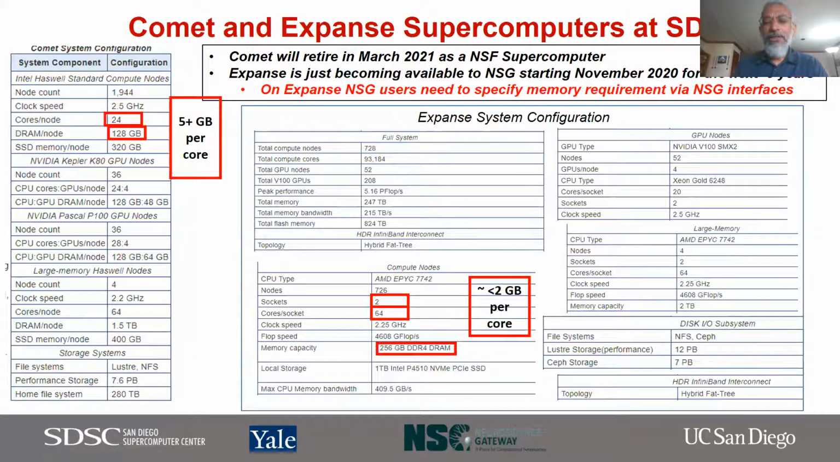So the main message is, in the future, as Expanse becomes available to NSG, for many of the neuroscience software, you will have to specify how much memory you need, because multiple jobs, one could be the NSG neuroscience job, another could be an engineering user running a computational fluid dynamics job, will share the node. As long as you mention how much memory you need, our scheduler will schedule the jobs appropriately.